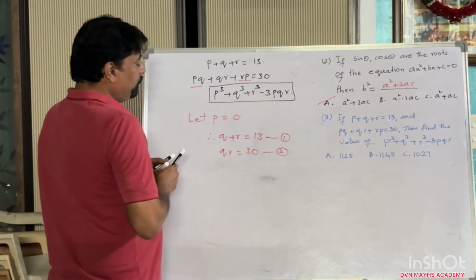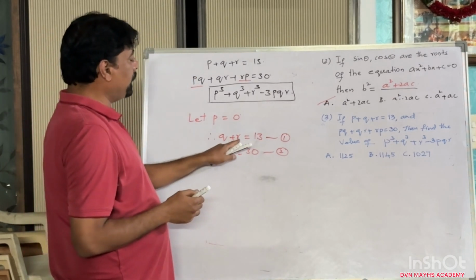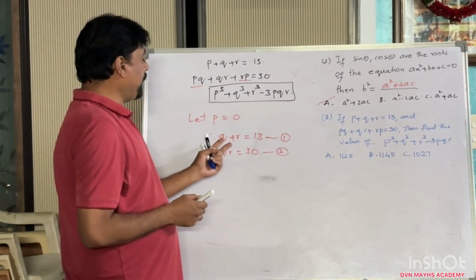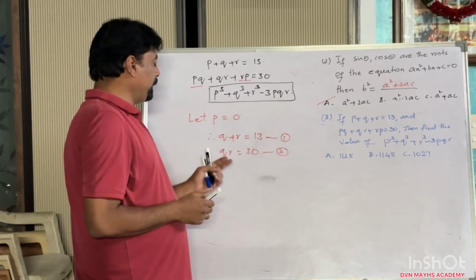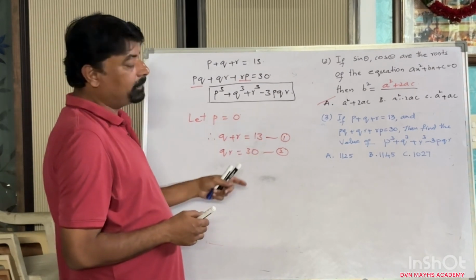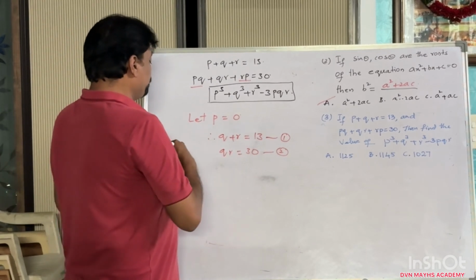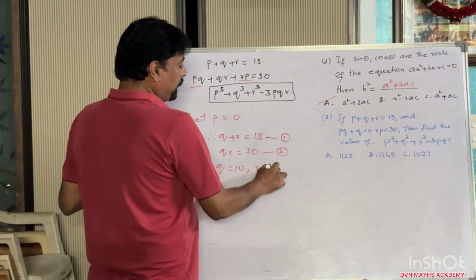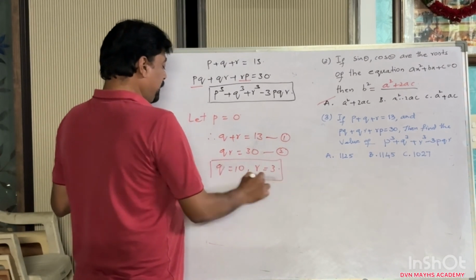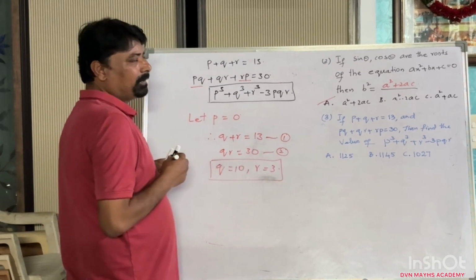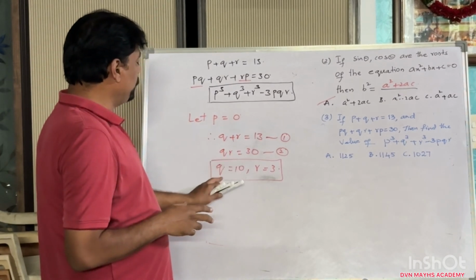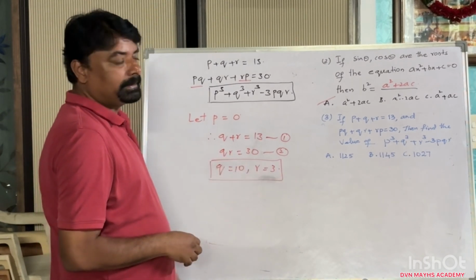So when will it be possible? q plus r is equal to 13 and q into r is equal to 30. If you add these two values you get 13, and if you multiply these two values you get 30. This is possible when q is equal to 10 and r is equal to 3, or the other way around. So you can assume that q is equal to 10 and r is equal to 3.